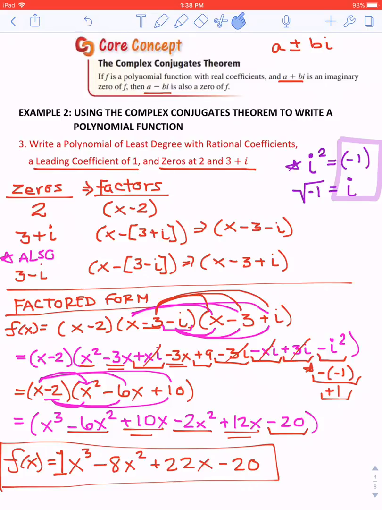Alright, so we're going to do another one. I'm going to do this one slower. I'm going to take pauses. I want you to do this one on a piece of paper so that you can try this out on your own. Alright.